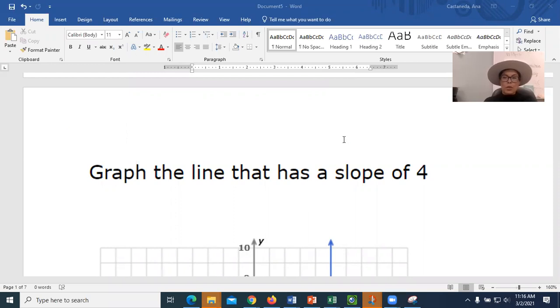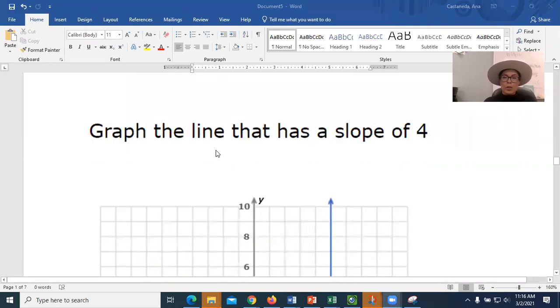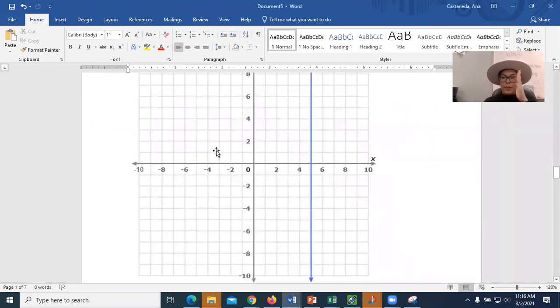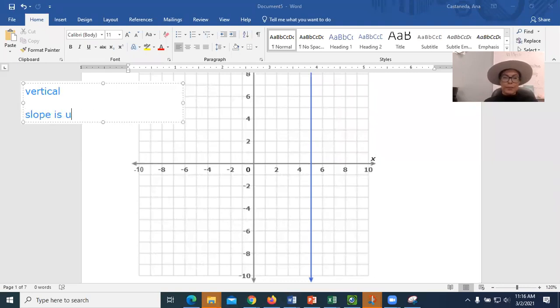Now, we're going to get to these vertical and horizontal graphs. So this is a vertical. It's going up and down. When you have a vertical graph, that's the nose of slope man, and that means your slope is undefined. That's going to be one of the questions. So make sure you know that if it's a vertical line, it's undefined.